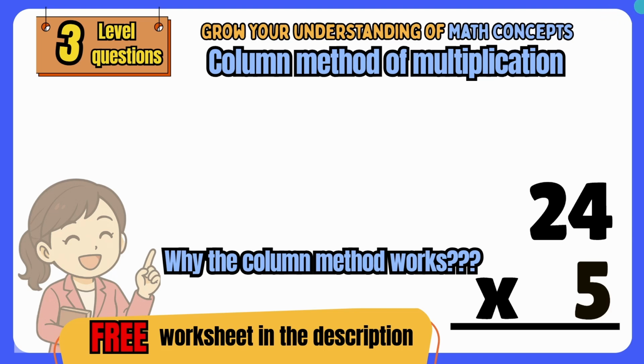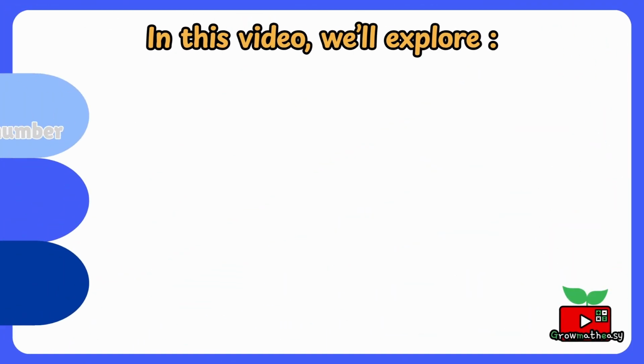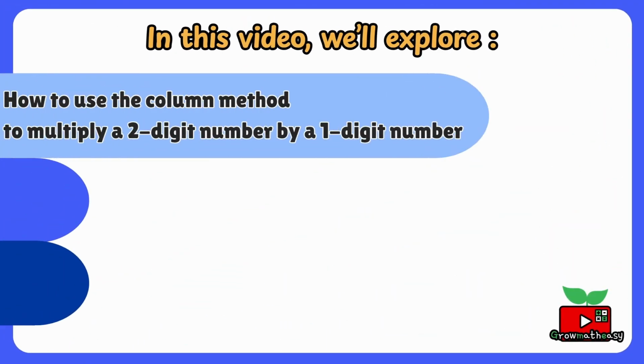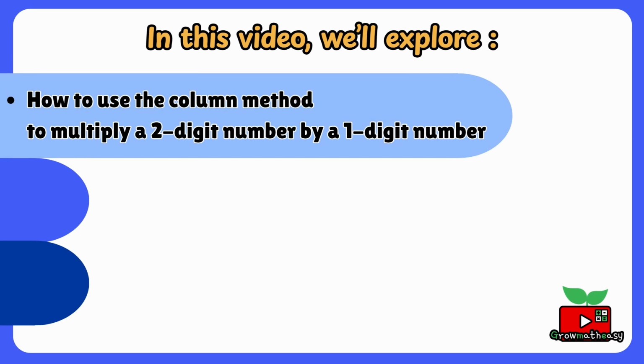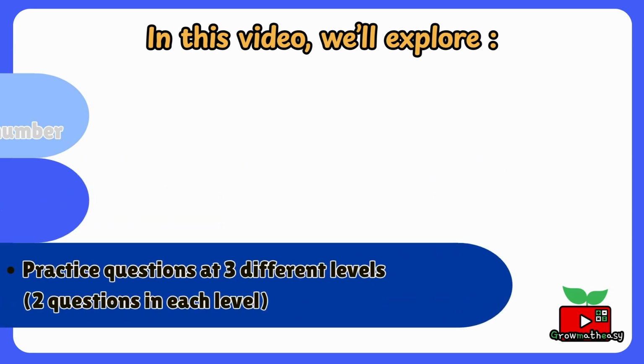Welcome to today's lesson on the column method of multiplication. We're going to learn how to multiply a two-digit number by a one-digit number step by step. In this video, we'll explore three key points. First, how to use the column method to multiply a two-digit number by a one-digit number. Second, why the column method works. Third, we'll practice with 6 questions at 3 different levels, 2 questions in each level to build skills and confidence.